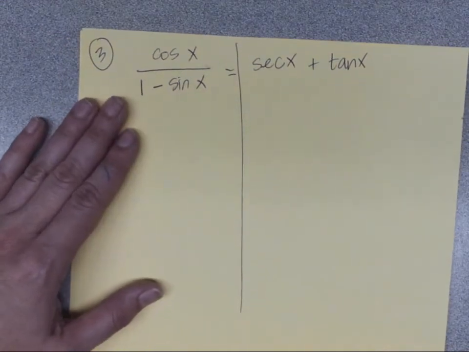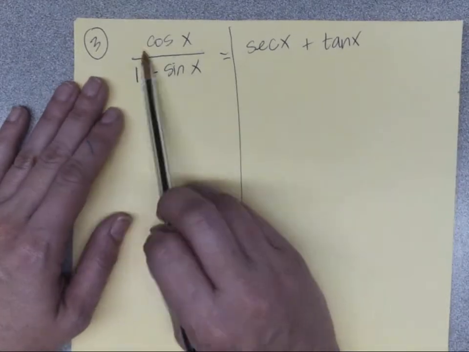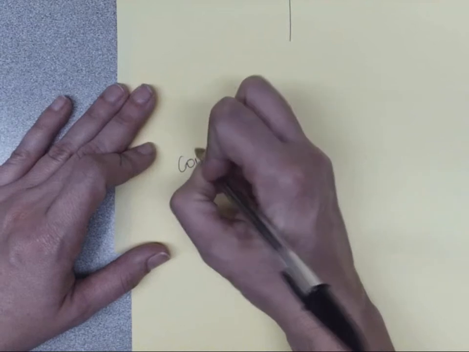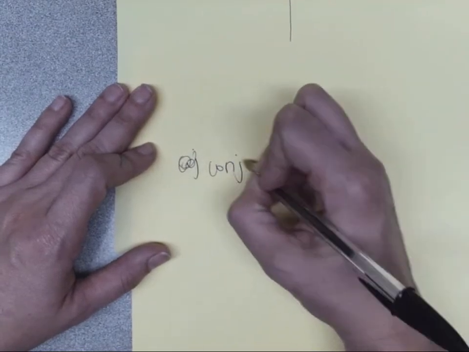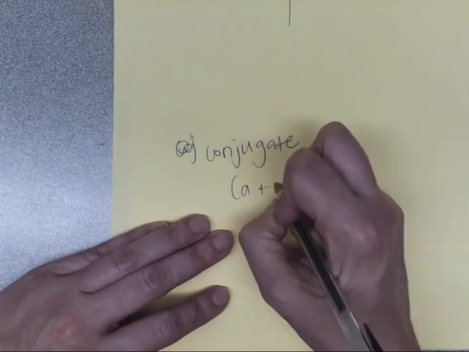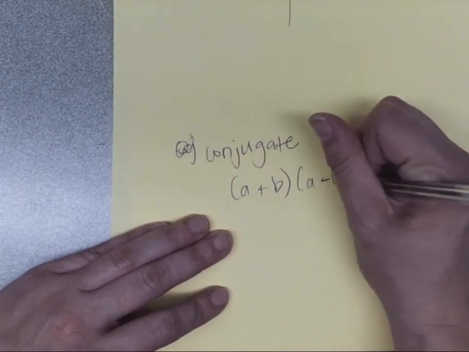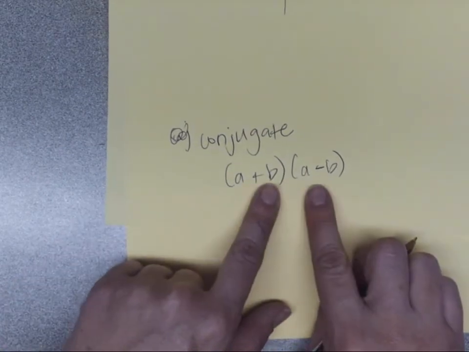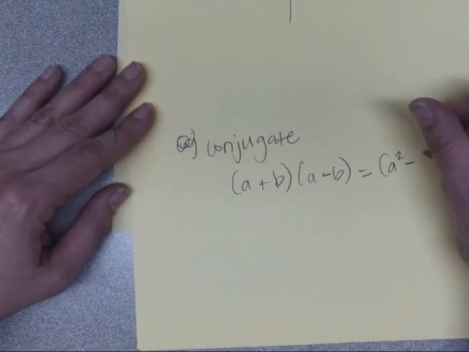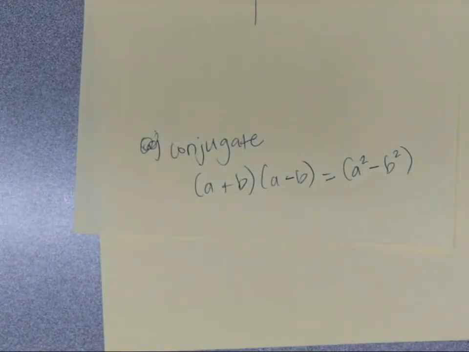We talked about the conjugate, how sometimes it's helpful to use the conjugate. If I start on the left-hand side, I can use my conjugate to show you. So just a reminder, the conjugate, C-O-N-J-U-G-A-T-E. A conjugate is something plus something else times something minus something else. So A plus B times A minus B. Those are conjugates. And when I multiply those, you get A squared minus B squared. So I can use the conjugate to sometimes make things turn out a little bit nicer.